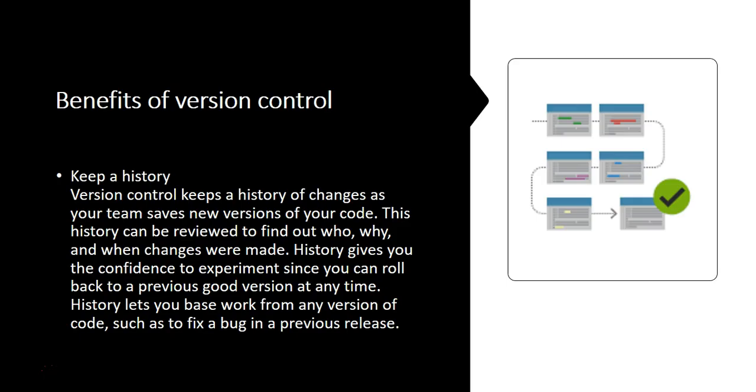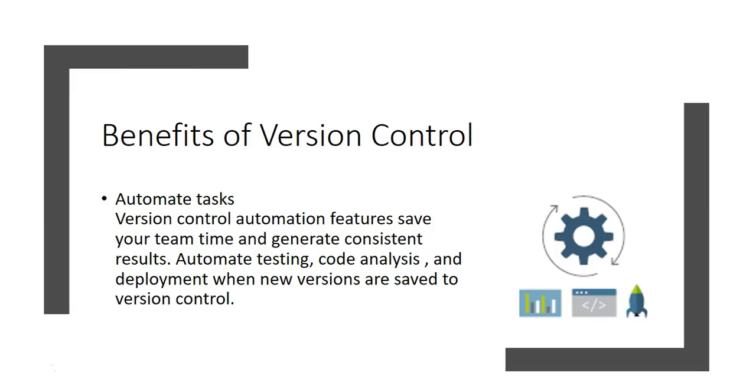It also keeps a history. Version control keeps a history of changes as your team saves new versions of your code. This history can be reviewed to find out who, why, and when changes were made. So this is a kind of logging that is always on to track the changes in the code history, so that you can be aware of who, why, and when made those changes.